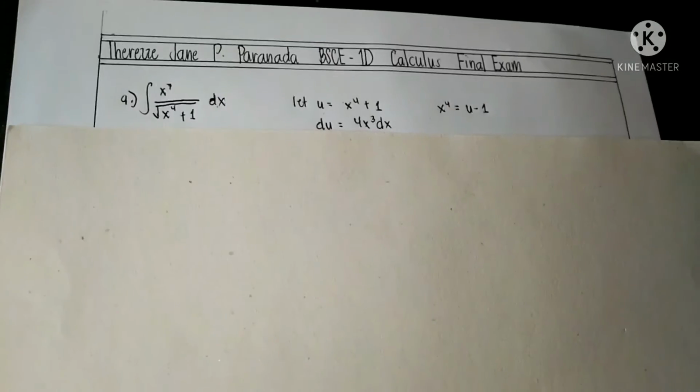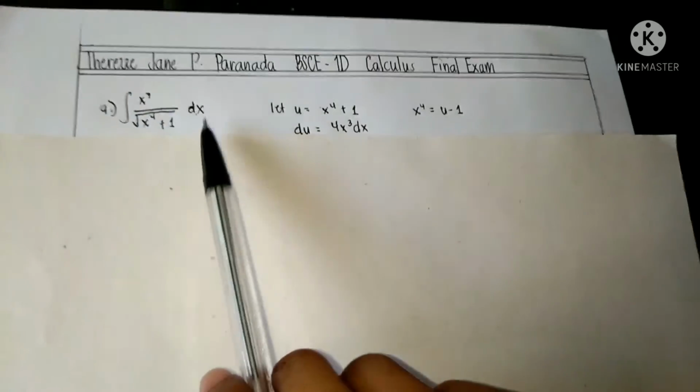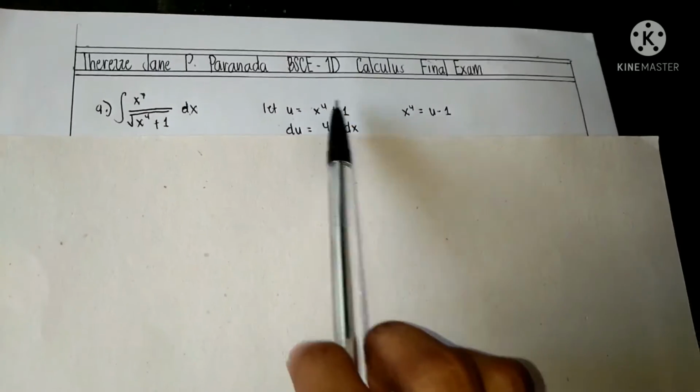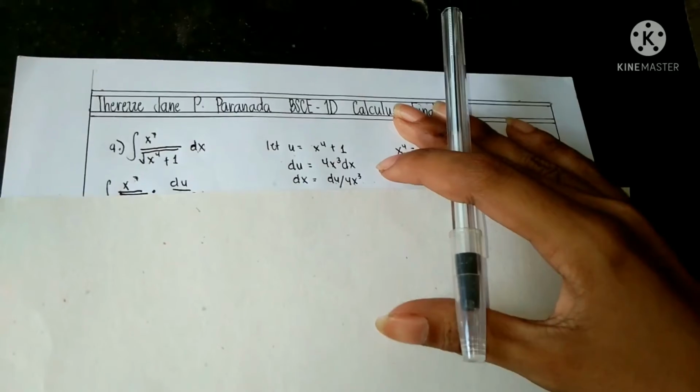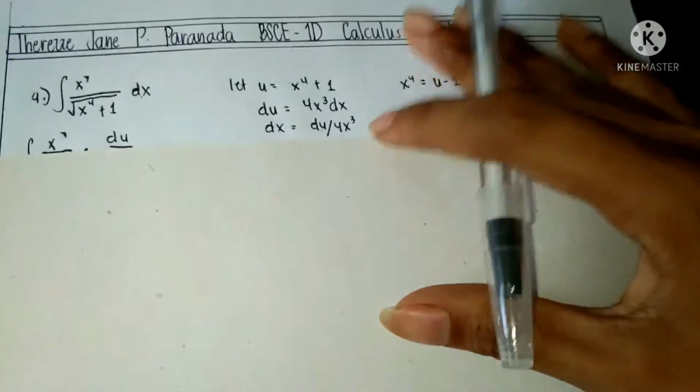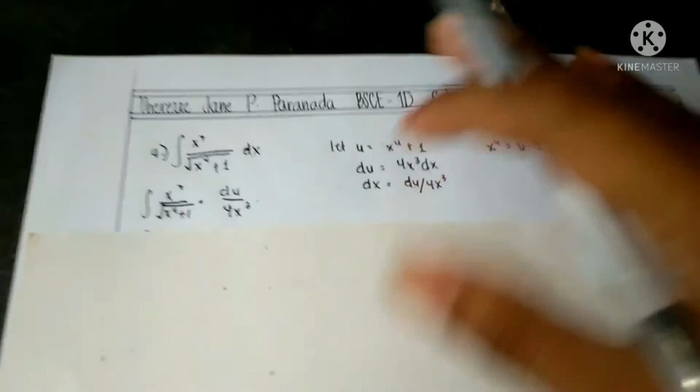So the next equation that we are going to solve is the integral of x raised to 7 over the square root of x raised to 4 plus 1 dx. So let u is equal to x^4 plus 1, du is equal to 4x cubed dx, and our dx will be equal to du over 4x cubed.